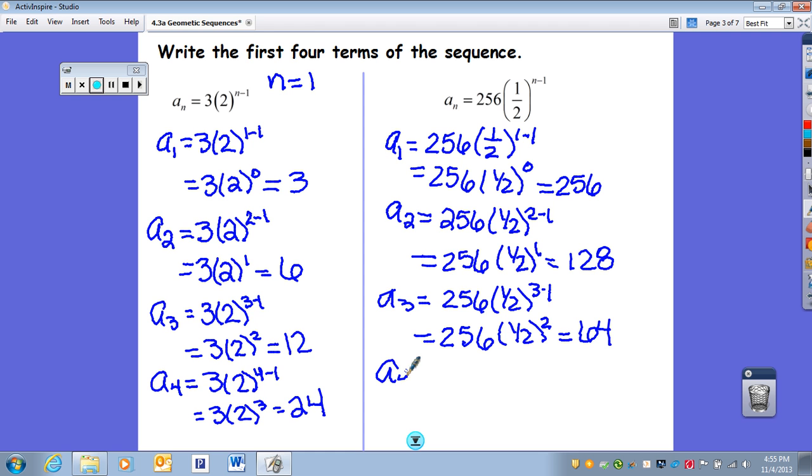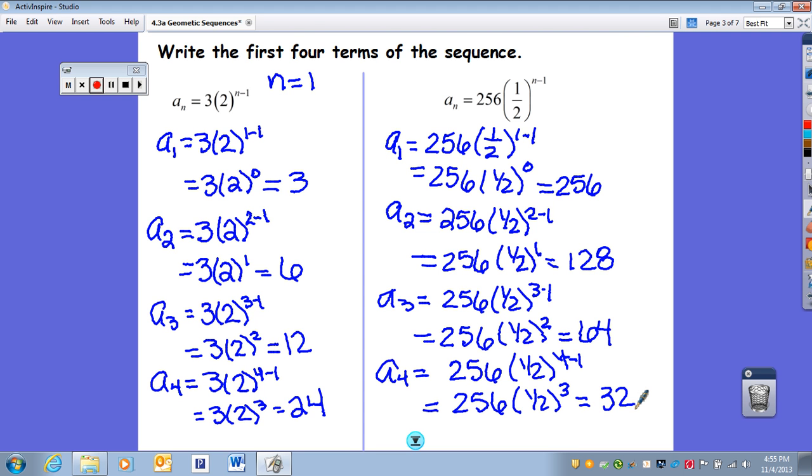a sub 4, which is my fourth term. So I have 256 times 1/2 to the 4 minus 1 power because I'm looking for my fourth term. So that's going to be 256 times 1/2 to the third power. 1/2 to the third power is going to be 1/8, and I simply take 256 times 1/8, or 256 divided by 8, and I get 32.